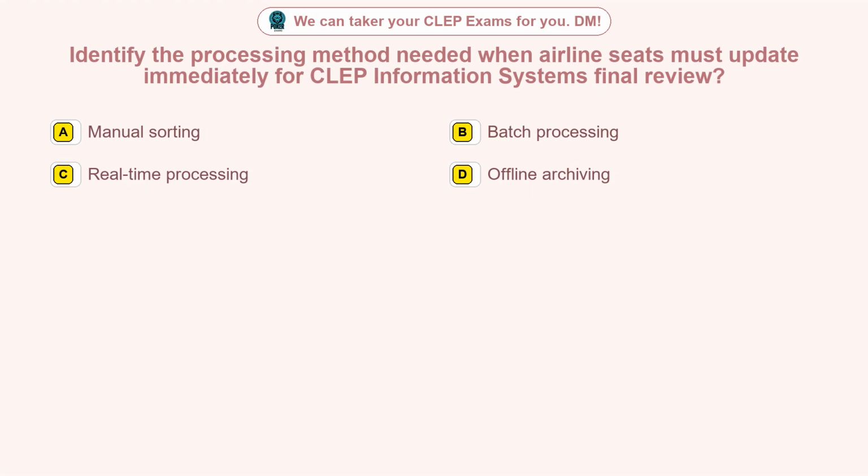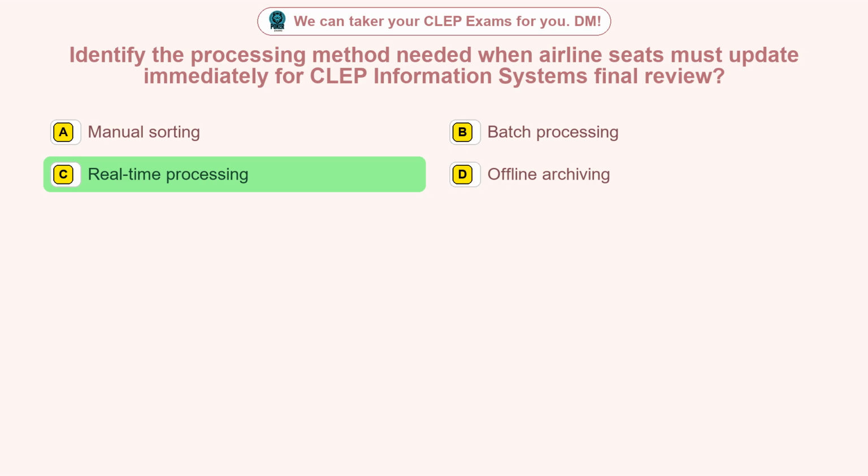Question 21. Identify the processing method needed when airline seats must update immediately for CLEP Information Systems final review. Option A. Manual sorting. Option B. Batch processing. Option C. Real-time processing. Option D. Offline archiving. The correct answer is option C.